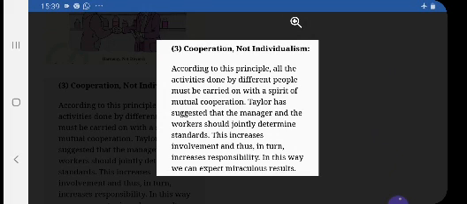In this way we can expect miraculous results. It is also just an extension of the principle harmony, not discord. If an individual is thinking that because of my ideas, because of my effort the organization is achieving the goal, it is incorrect. The cooperation of both managers as well as workers will help to achieve the organizational goals.